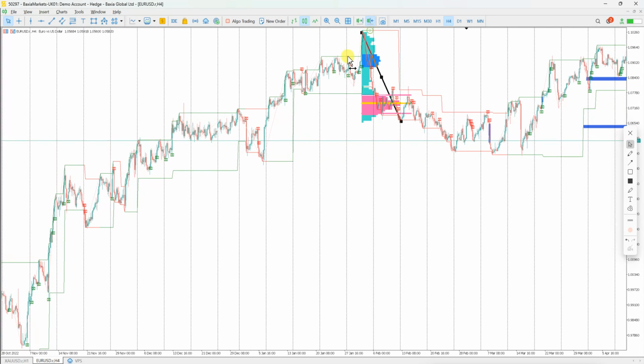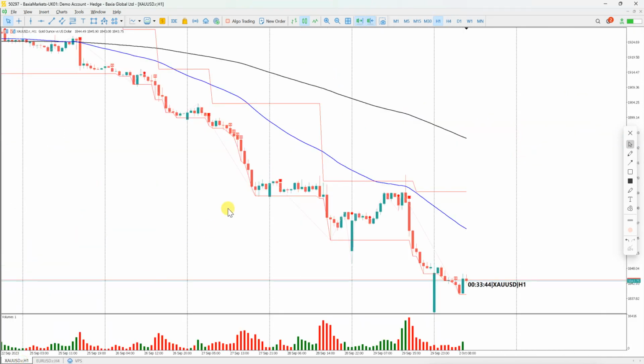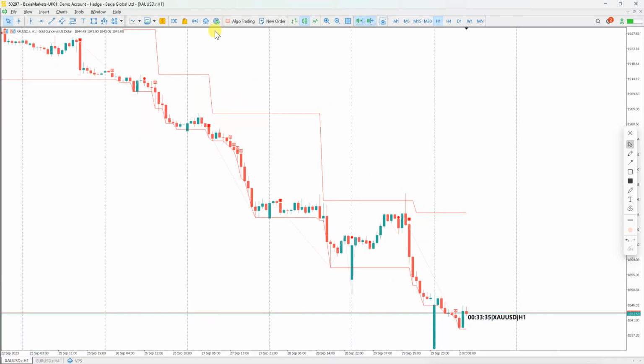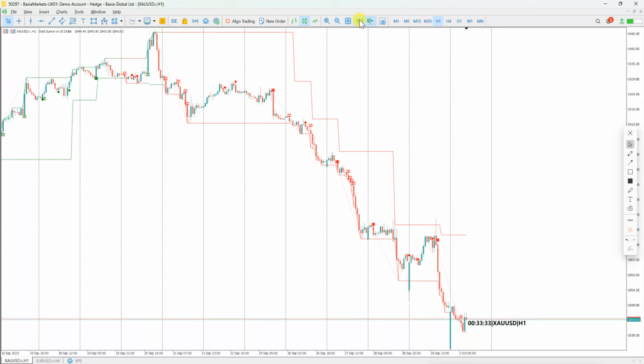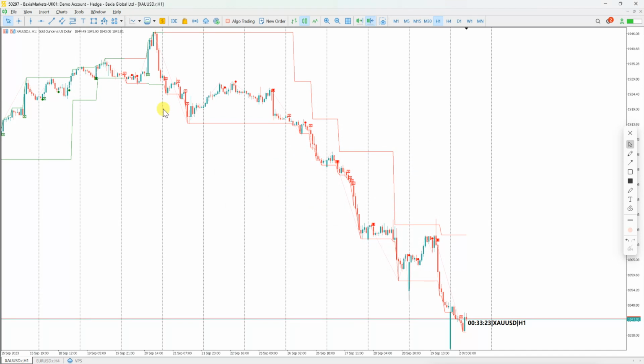Let's look for another example. Oh, we are still in Euro USD. Let's go to gold. Okay, let's go with gold. Let's set the settings. Okay, looks good.